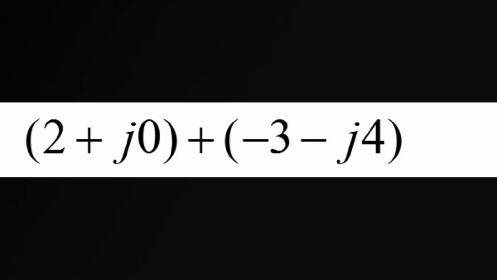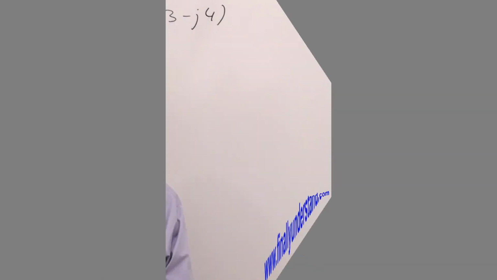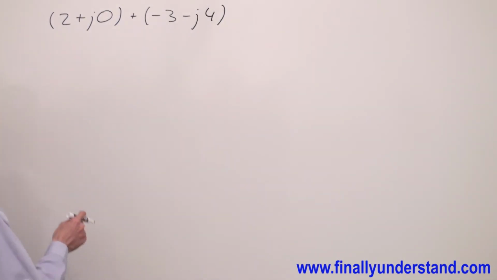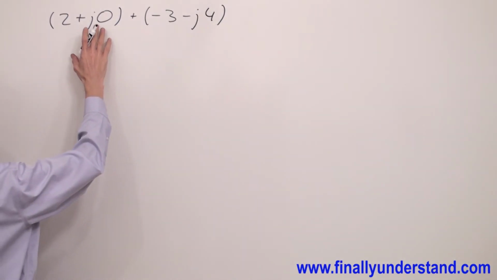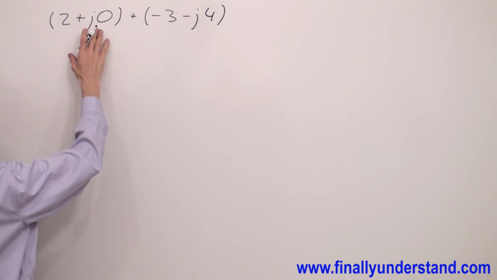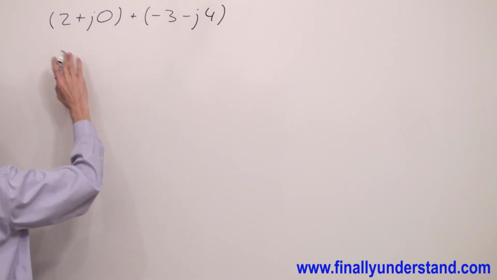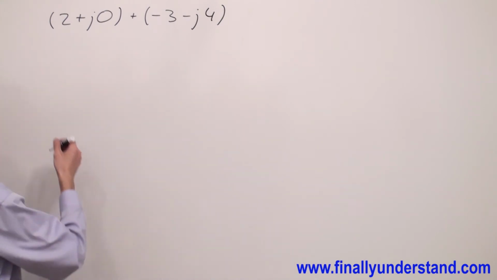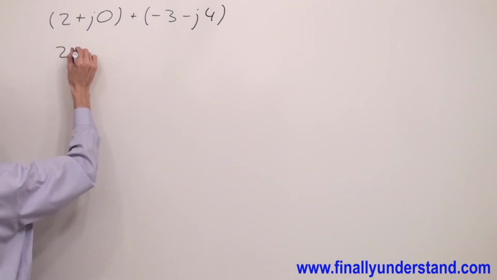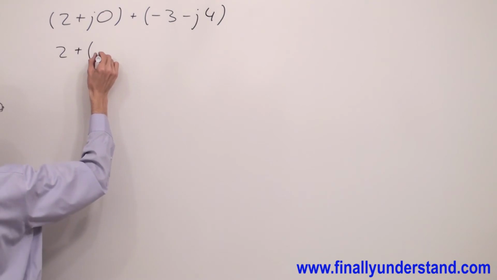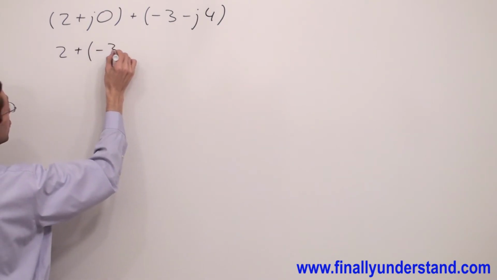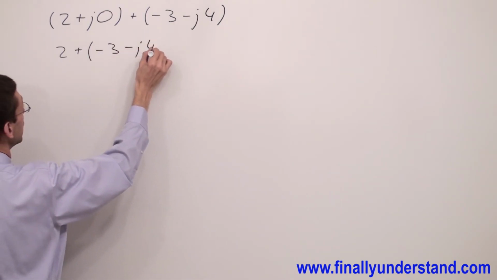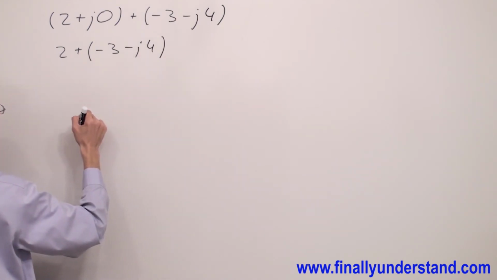Let's take a look at this example. Again, we're supposed to add two complex numbers. Please notice that we have J0. 0 times anything gives me 0. That's why I can rewrite this problem as 2 plus negative 3 minus J4. Okay?